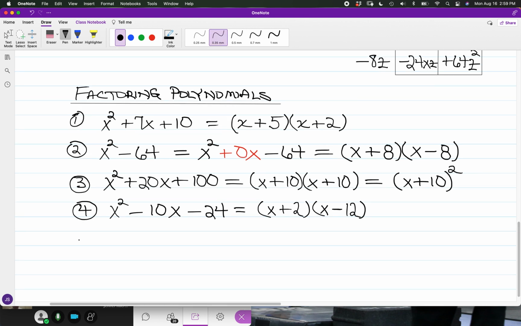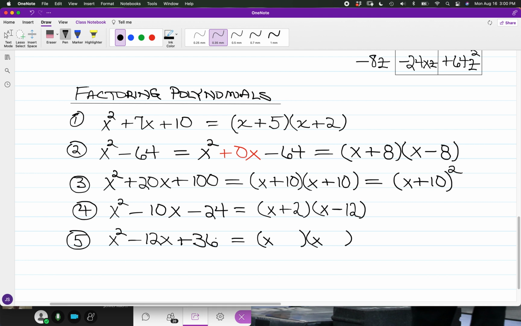And if I have another square trinomial, say I have x squared minus 12x plus 36, and if I factor, so again we have x squared will go to x and x.